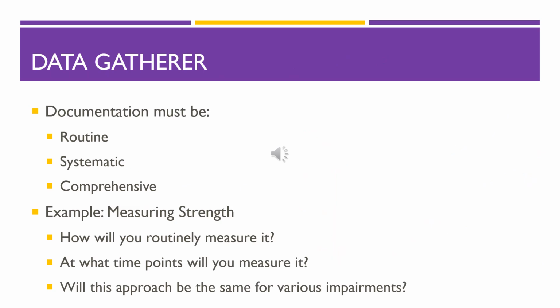So to be a good data gatherer, what you do has to be routine, systematic, and comprehensive. As comprehensive as you want it, but it needs to be easy enough for you to do. The example here is measuring strength. How will you routinely measure it, and how often? At what points in time are you doing the measurements? How are you going to approach this for various clinical impairments? How is that going to differ?